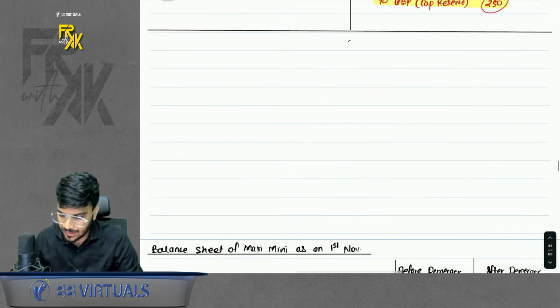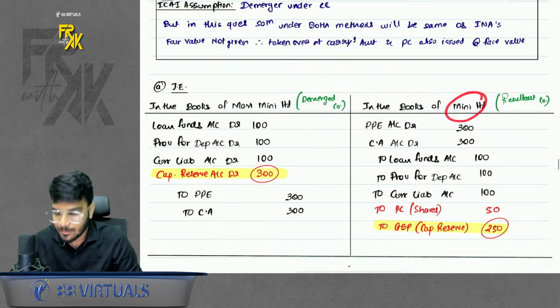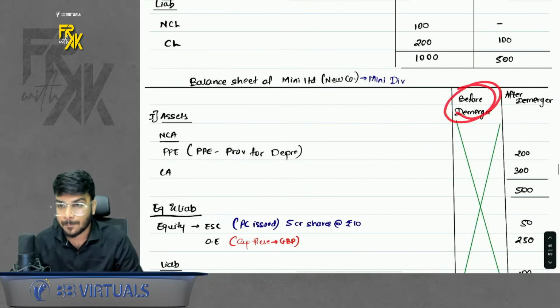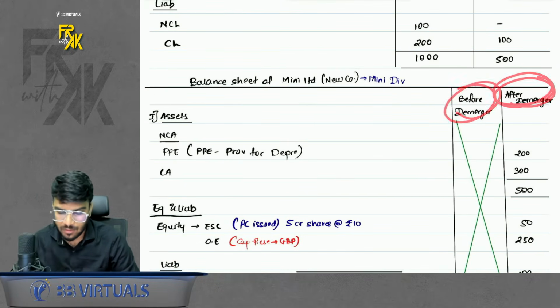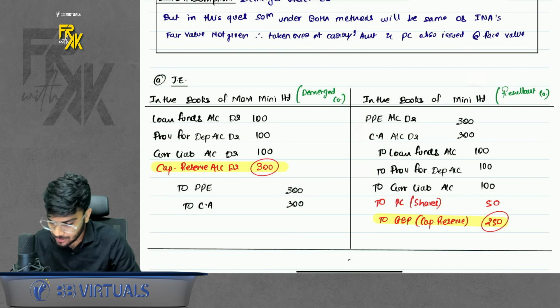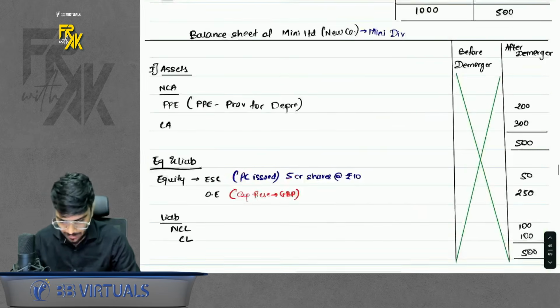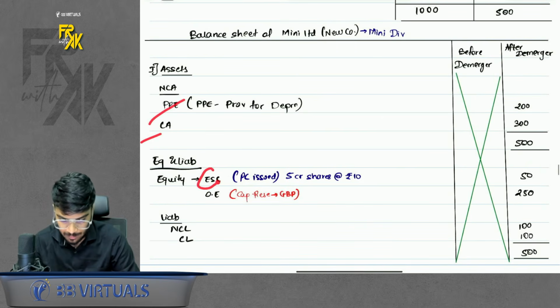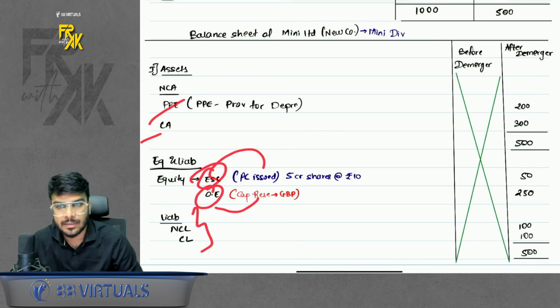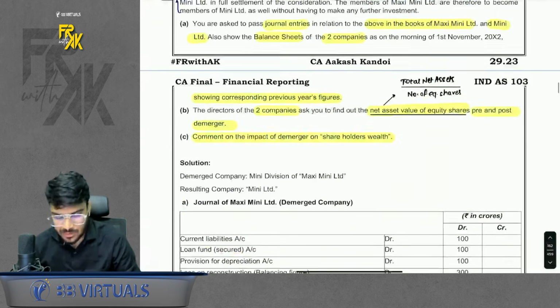Done. Then they have also asked the balance sheet of Mini Limited before and after. Now Mini is a new company. So before demerger there was nothing. Only after demerger will come. Sir, what will come? We already passed an entry now. So record the assets, record the liabilities in balance sheet, issue the PC through capital. Difference will be capital reserve. So here it will be there: assets, equity capital in PC, other equity, then liabilities. Done. Simple. Right?